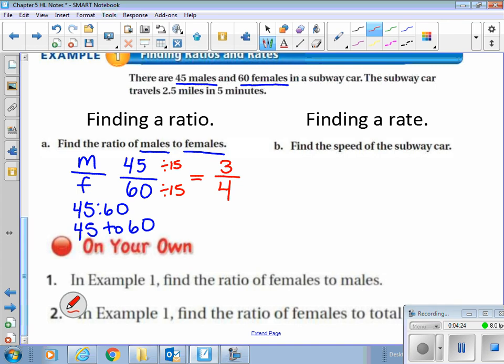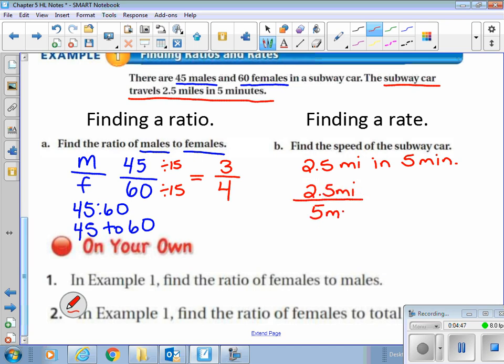So if I'm looking at the subway car, I can see that it travels 2 5/10 miles in 5 minutes. And a rate, again, can be written as a fraction, so we would write it as 2 5/10 miles to 5 minutes. And that can also be simplified if we want.